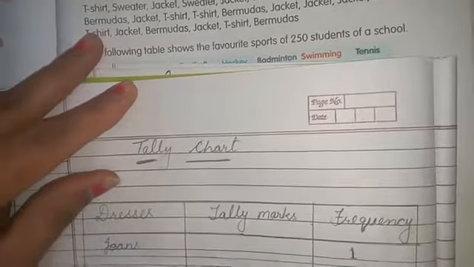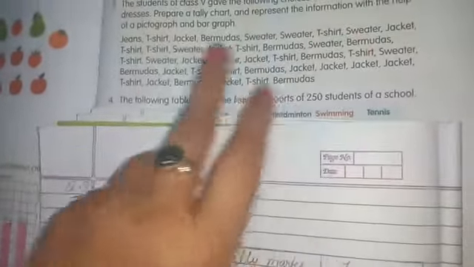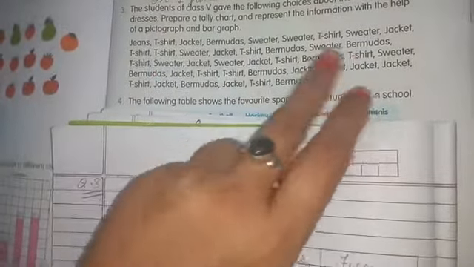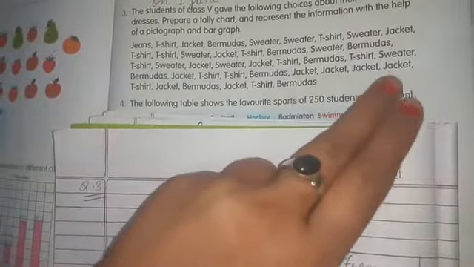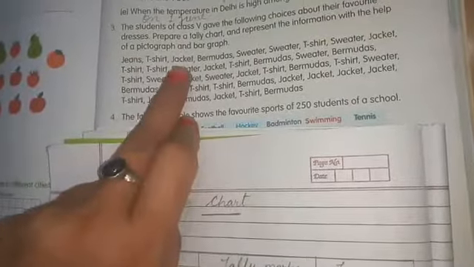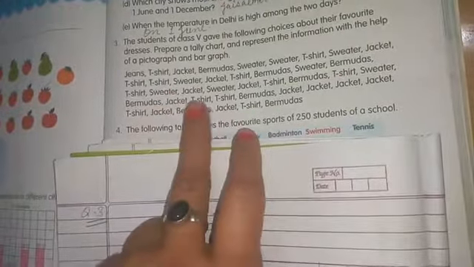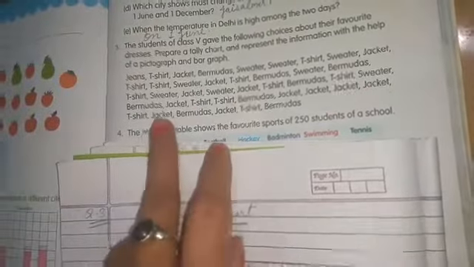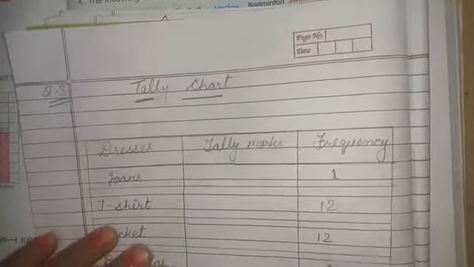Okay, now after that, second number, t-shirt. So we'll check how many times t-shirt is there. 1, 2, 3, 4, 5, 6, 7, 8, 9, 10, 11, 12. So t-shirt is repeating 12 times. Okay, then third number, jacket. 1, 2, 3, 4, 5, 6, 7, 8, 9, 10, 11 and 12. 12 times jackets. So we write here jacket 12 times.